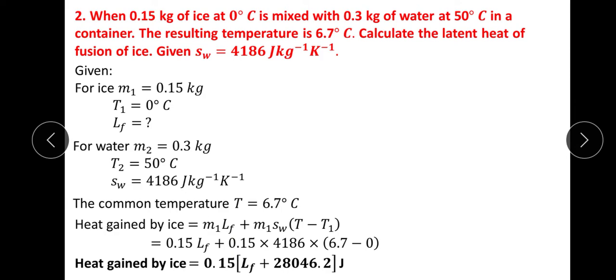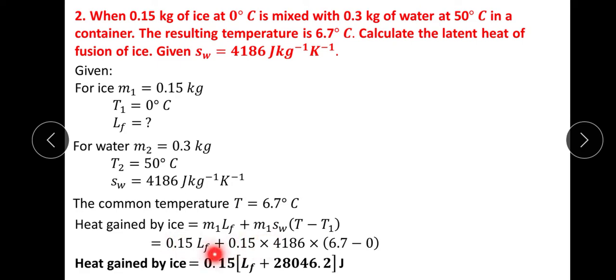This has to be calculated. M1 is again 0.15. Specific heat of water is 4186 into T minus T1. The common temperature is 6.7. Initially, ice is at 0 degrees Celsius. So this is 0. Now, heat gained by the ice.